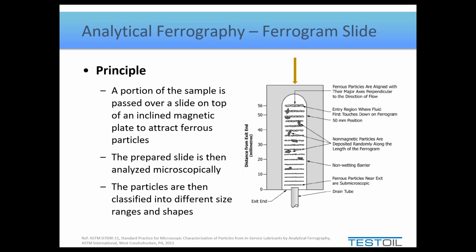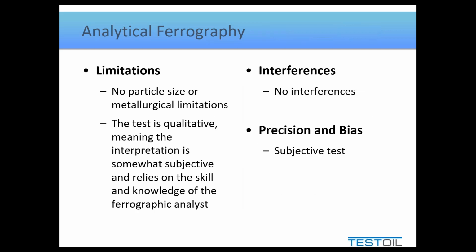So the limitation to this test is it doesn't care about particle sizes or what the metals might be. That's good. But it is a qualitative test because it is subjective due to the fact it's done by a human. So a human looks through the microscope and assesses the particles by what we call morphology, size, shape, and color. So they are able to see the size of the particles.